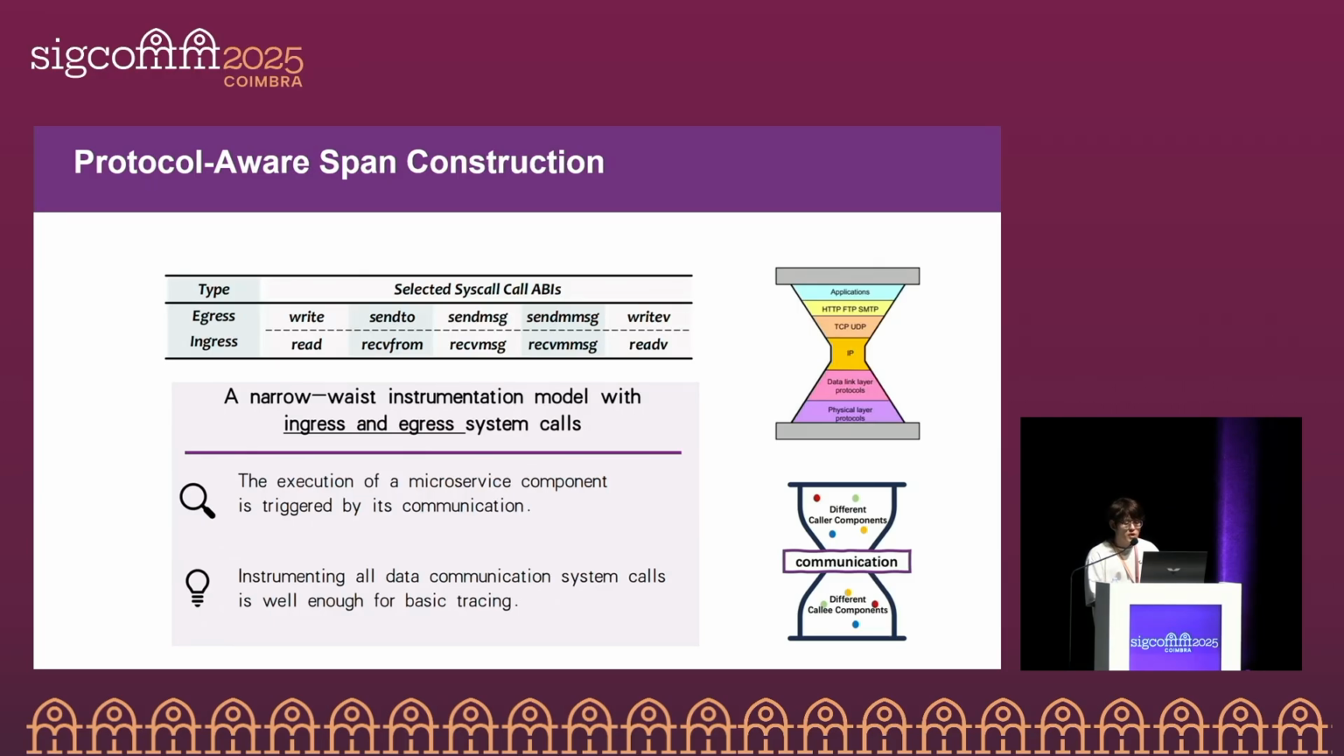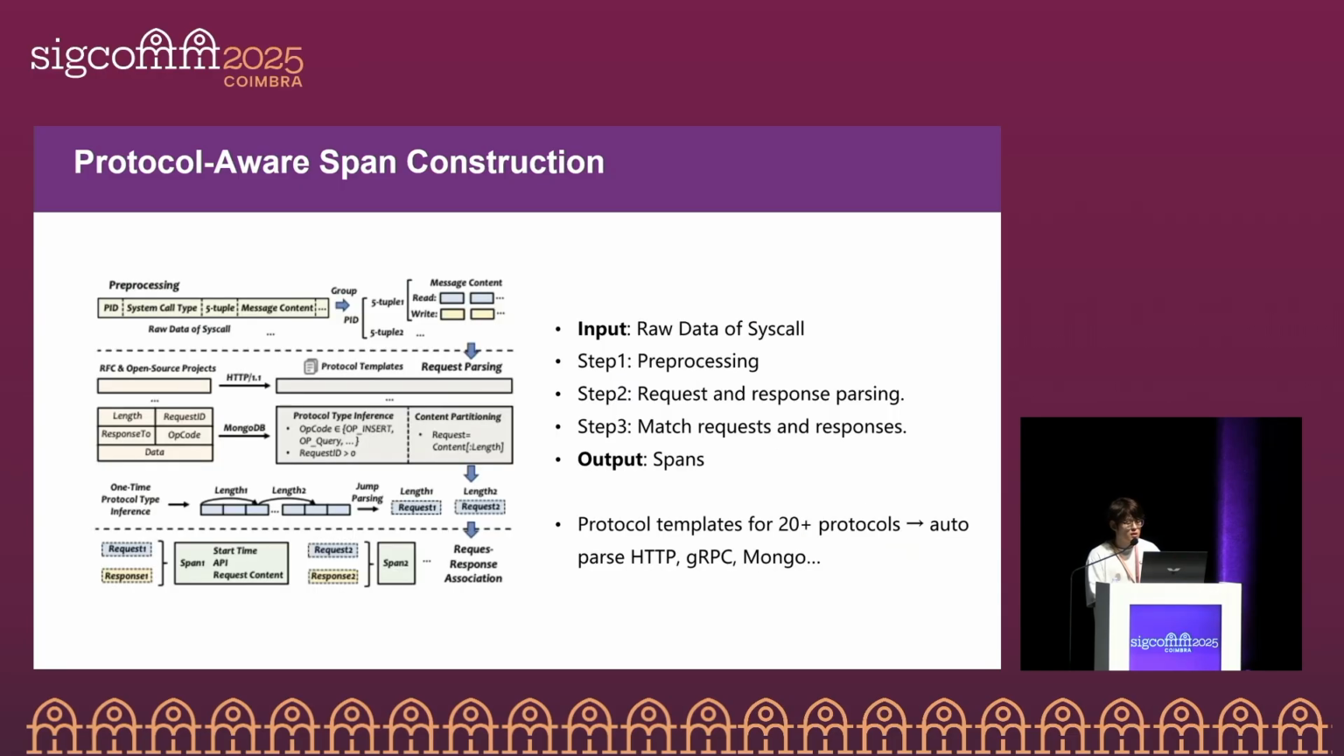Firstly, DeepTrace utilizes eBPF to collect requests non-intrusively. Inspired by DeepFlow, we attach eBPF programs to 10 network-related system calls to gather the raw data of requests. The raw data generated with each system call includes process ID, system call type, five-tuple, timestamp, and message content. This raw data serves as input for constructing spans.